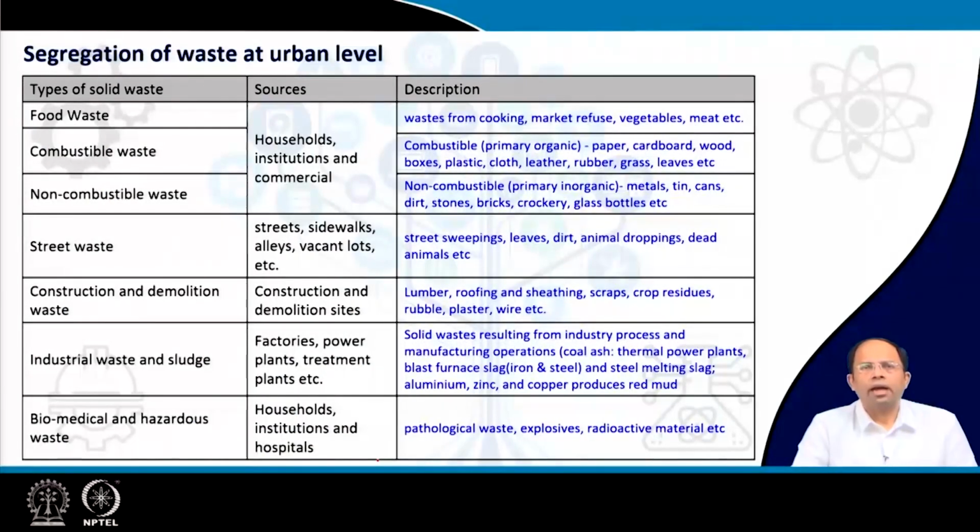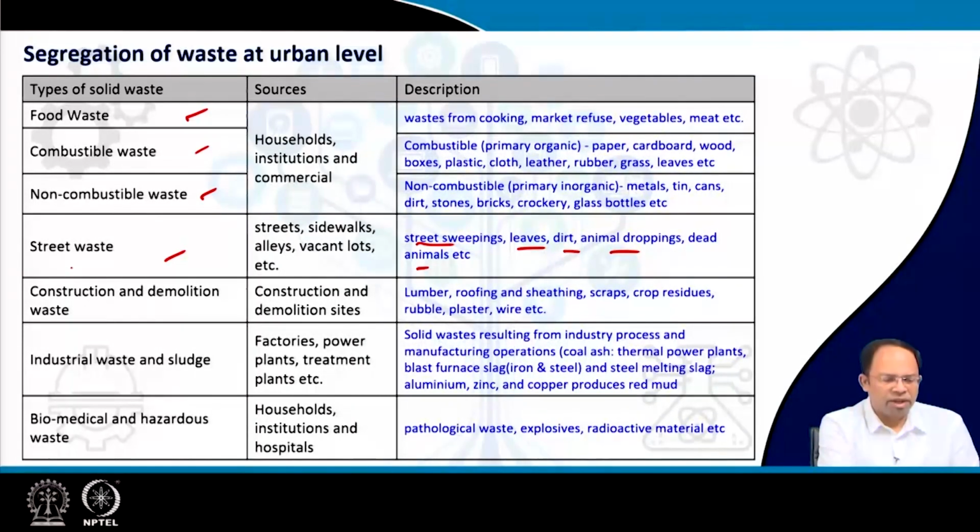So let's take a look at the different kinds of waste. You can see there is food waste, combustible waste, non-combustible waste, street waste, and within street waste, it is collected from the different kinds of streets and the parkings and the vacant lots. It includes street sweeping, leaves, dirt, animal droppings, dead animals and so on. So sometimes street waste also will include the drain waste, right?